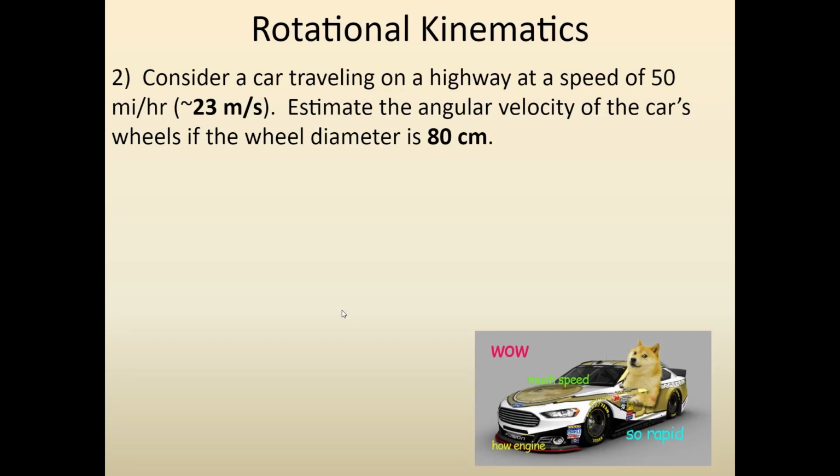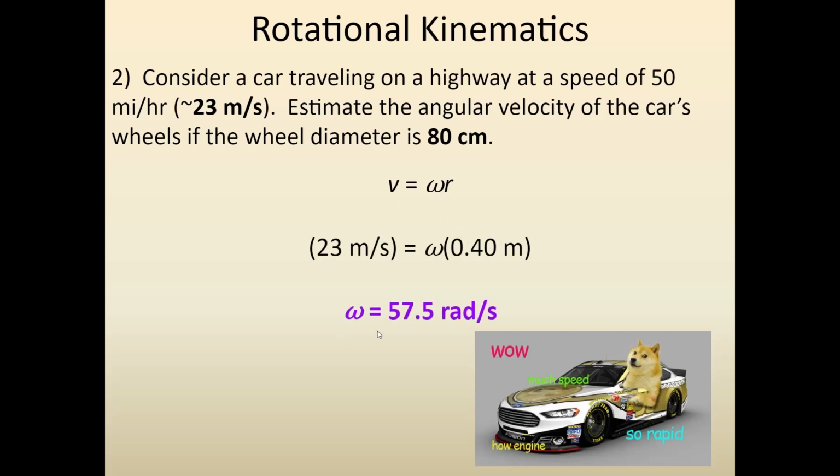So here's the first question. Pause video, work yourself, and we'll go over in a second. All right. So we have a car traveling with some linear speed. This is in meters per second. We want to figure out what the angular velocity of the car's wheels are, if this is the diameter of the wheel. So what we're going to do is use this linear conversion. So we take the linear speed, we take the radius of the circle, and plug them in, and we get an angular speed of 57.5 radians per second.